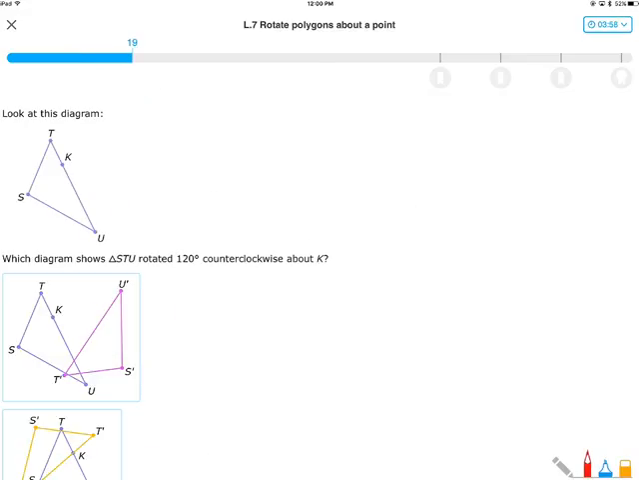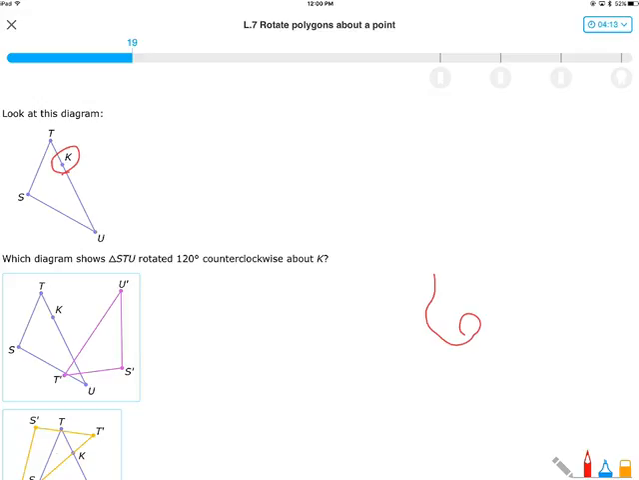Okay, let's do one last one together. Oh, and this one we're rotating around the center of a side. So we're rotating around K. So K will stay the same. Everything else will swing. So 180 degrees counterclockwise, so not like a clock.